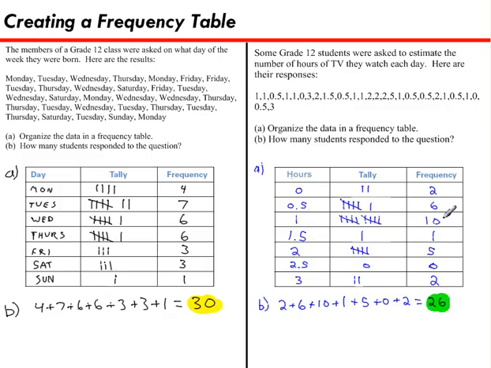And here's your frequency table for part A. Note the frequencies down here. Make sure you got all those numbers the same as you see here. And then for B, it turns out that 26 people answered this survey. And we found that just by adding up all the numbers in the frequency column.